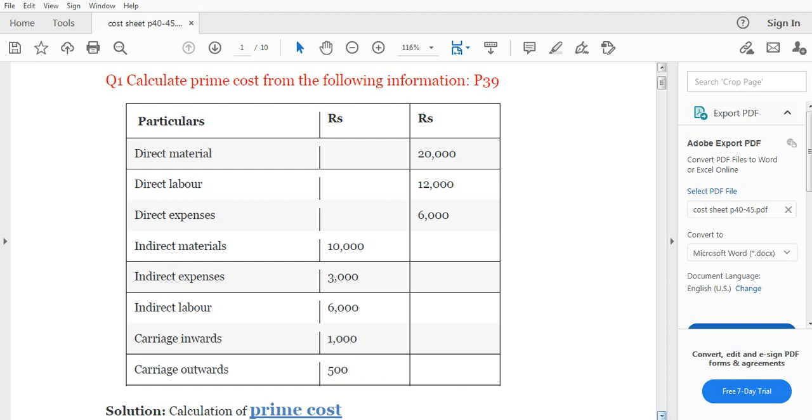The direct material, direct labor, direct expense, indirect materials, indirect expenses, indirect labor, carriage inwards, and the carriage outwards are given. So these are the details given, but we have to calculate the prime cost. Okay, so in order to calculate the prime cost, we need to know only the direct elements which are involved here, which are given as direct material, which is 20,000, direct labor, and the direct expenses. If carriage inwards is given here, then of course you have to add this carriage inwards to the direct material, direct labor, and the direct expenses.